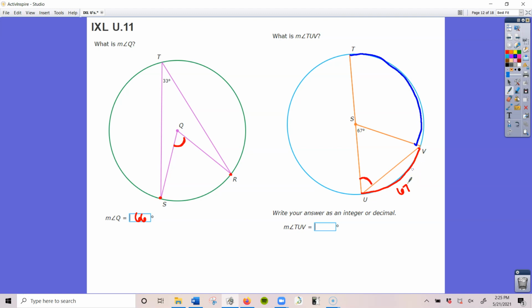Now if this arc is 67, then this arc is going to be 180 minus 67, since you can see here, this is a straight line. And so the entire thing would be 180 degrees. So we would do 180 minus 67, and that gives us 113. So if this is 113, then the angle TUV, this one, which intercepts that arc, is half of 113. So 113 divided by 2 is 56.5.